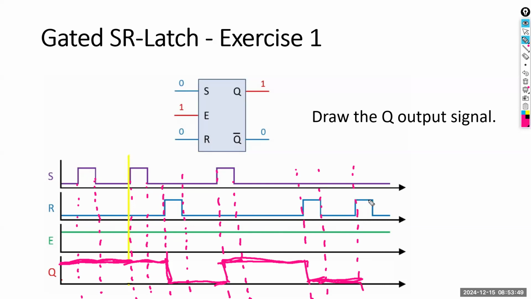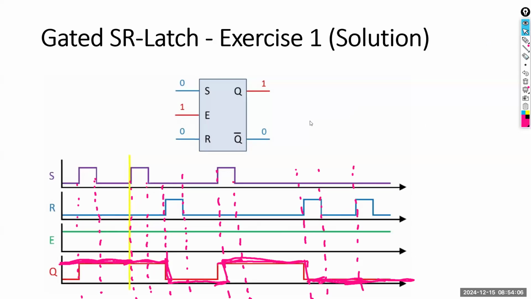Now again R becomes 1, anyway it is reset. And again both 0 means memory. So this is my output. Because enable is 1, this is basically a simple SR latch because it's always 1. Okay, always 1. That is the output.